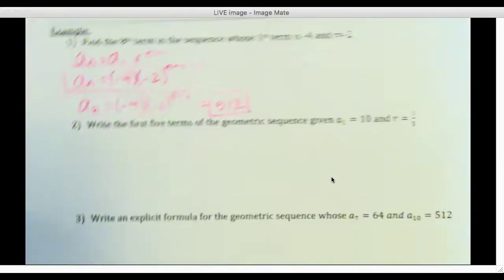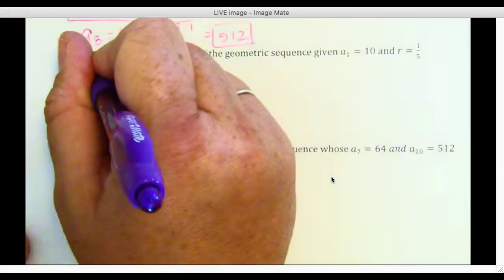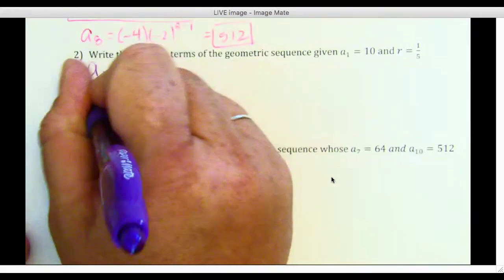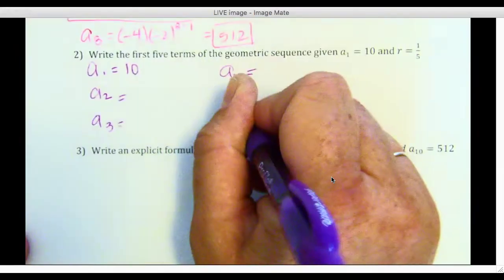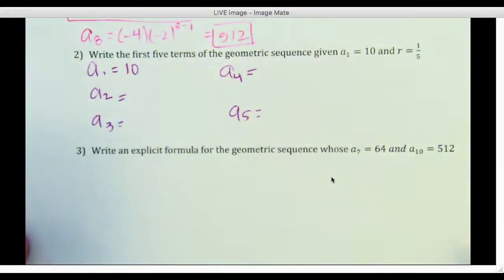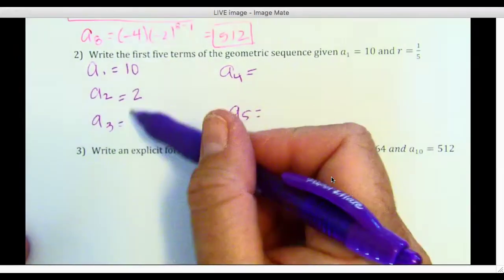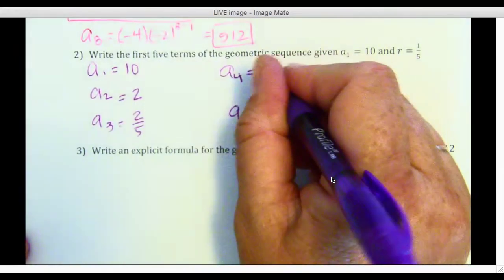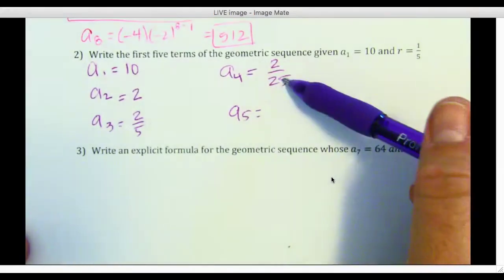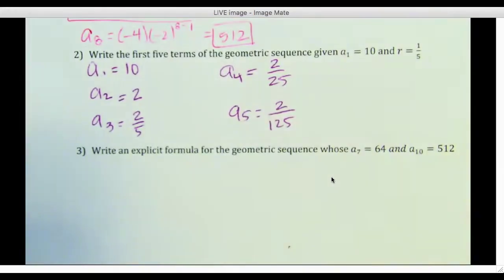Okay. The next example says, write the first 5 terms of the geometric sequence when a1 is 10 and r is 1/5. So my first term is 10, and I want the first 5 terms. So the second term would be 10 times 1/5. 10 times 1/5 is 2. 2 times 1/5 is 2/5. 2/5 times 1/5 would be 2 over 25. 2 over 25 times 1/5 would be 2 over 125. And those are the first 5 terms.